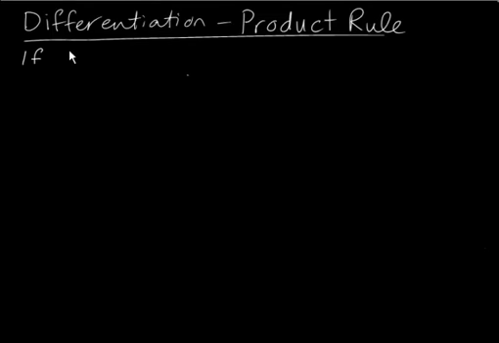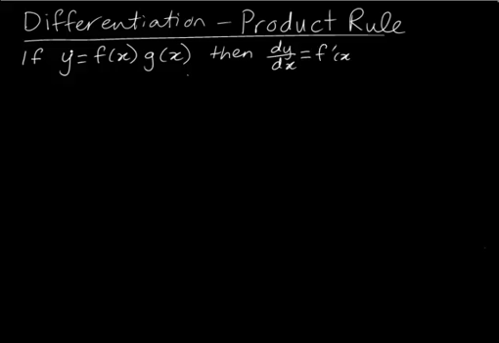In this session we're having a look at differentiation, in particular the product rule. As the name suggests, the product rule refers to the times when you have your function being a product of a couple of other functions. So let's say f of x times g of x. Now the product rule states that the gradient function will be given by f dash of x times g of x plus g dash of x times f of x.